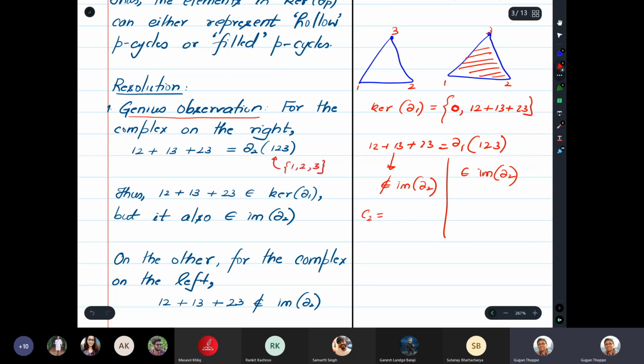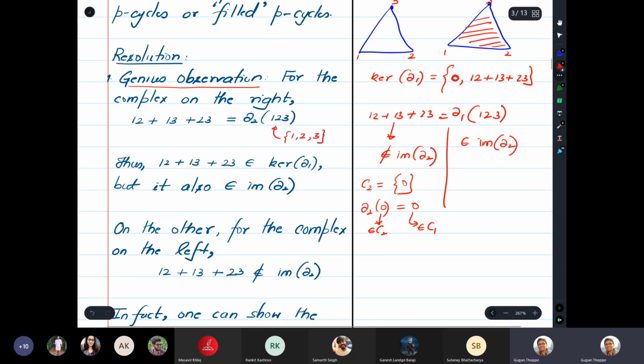So what is C2 for the figure on the left? I hope you agree that since there are no triangular faces, C2 is the trivial vector space, which means that ∂2 will take this 0 and map it to 0. This 0 on the left is an element of C2, whereas this 0 on the right is an element of C1. Is this okay? For the figure on the left, I hope you agree that the image of ∂2 is simply the 0 1 chain, a 1 chain with all coefficients 0.